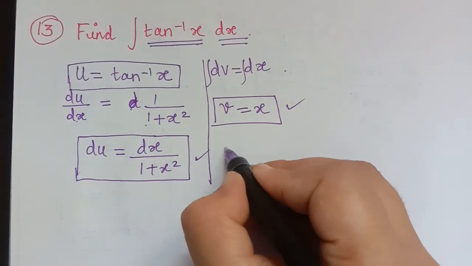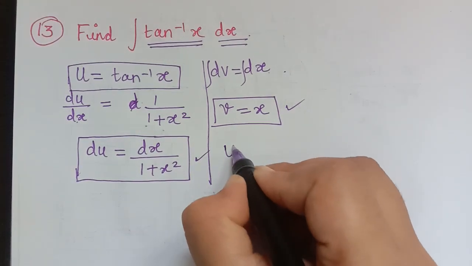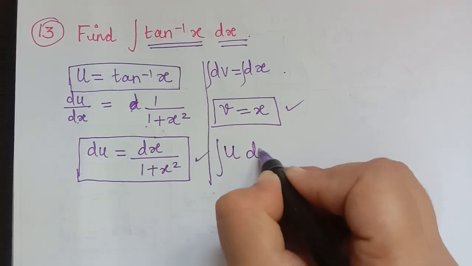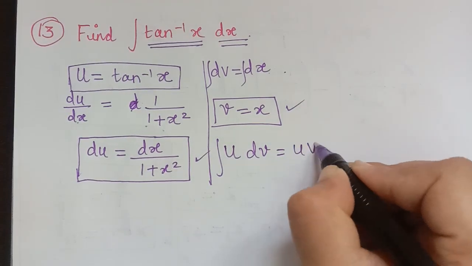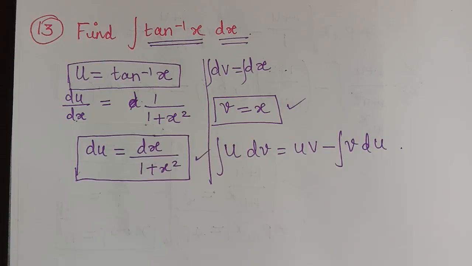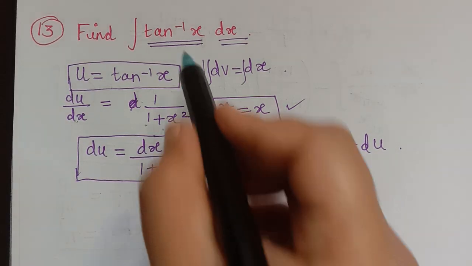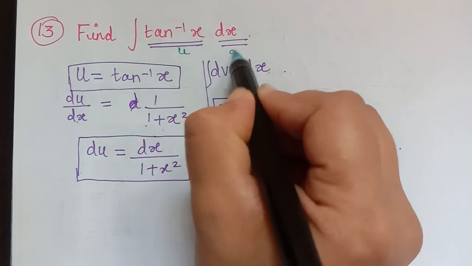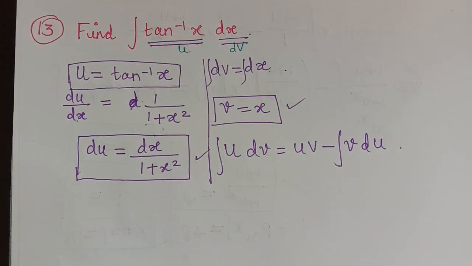Now this has to be substituted in the formula: integral u dv is equal to uv minus integral v du. So let us do that now. This integral u dv is the question, because this is u and this is dv. It is the question, so we will write it.